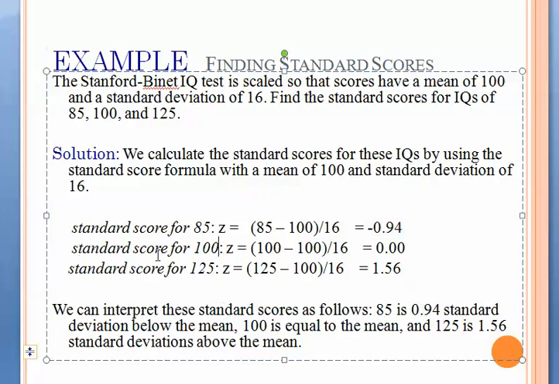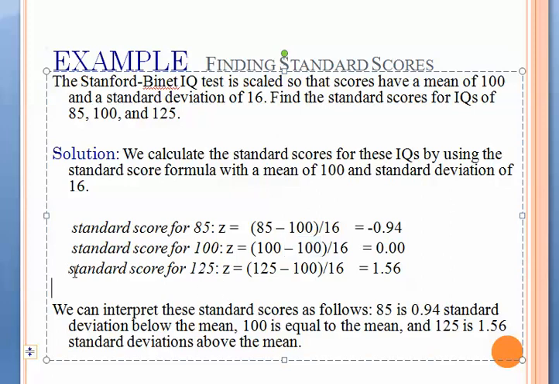Now for a score of 100, we take that score, 100, minus the value of the mean, which is 100, and we get 0. Divide by the standard deviation, and we get a result of 0, a z-score of 0. So that means that 100 is equal to the mean, so you're not away from the mean in any direction.